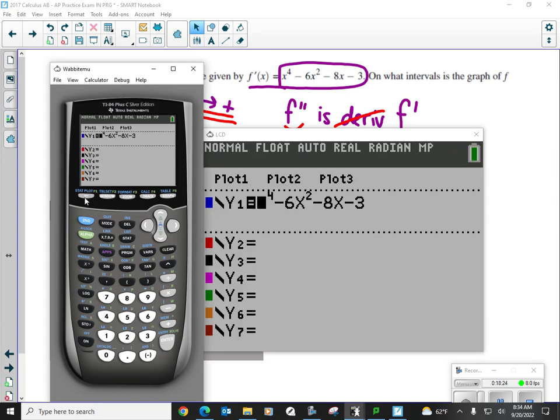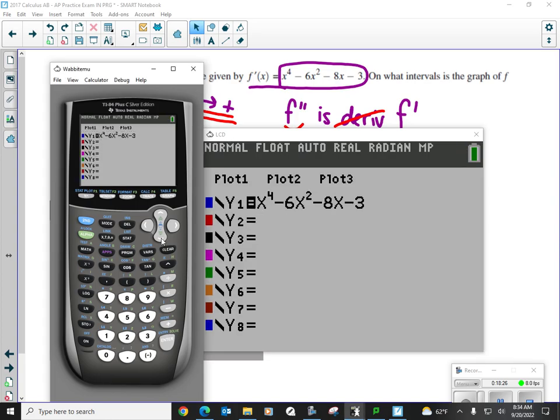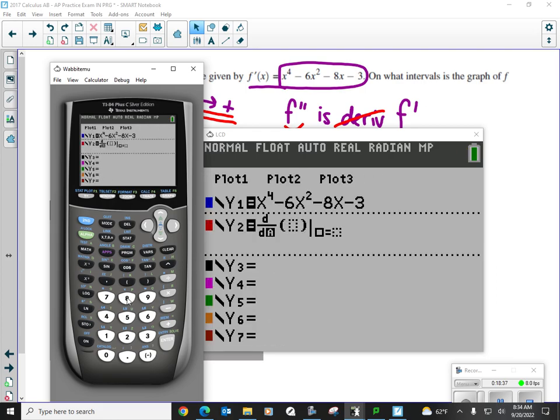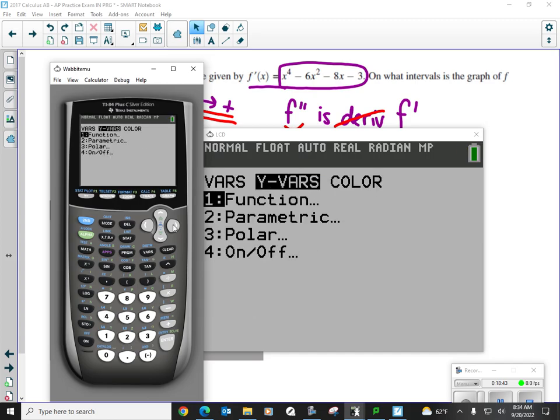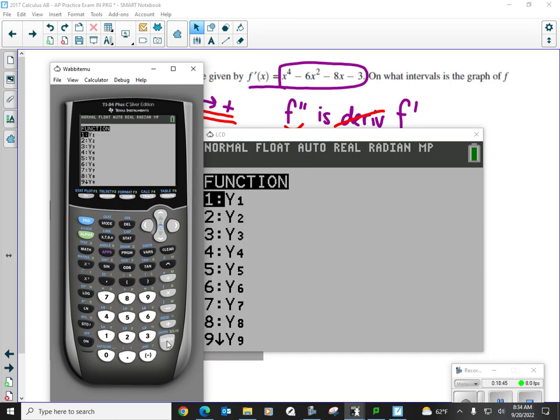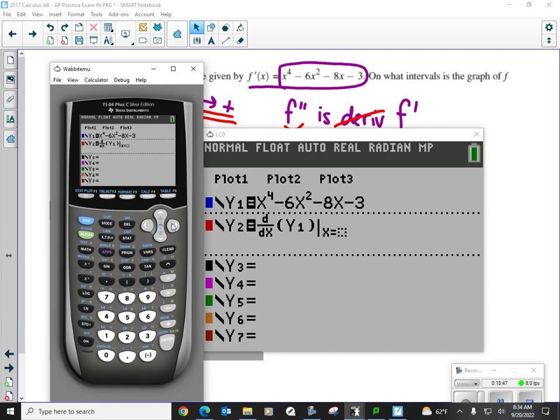I bring my son up because he said, instead of taking the derivative manually, which would be easy, 4x cubed minus 12x squared minus 8, if you go to math 8, you can take the derivative of whatever's in y1. Vars, y, I hope this works. I'm going to take the derivative of y1 with respect to x, and I'm going to graph that in red.